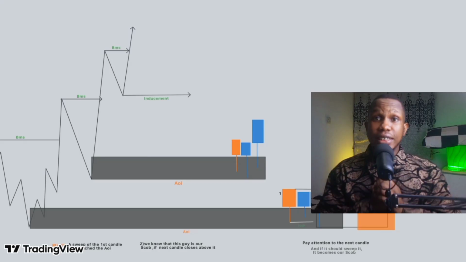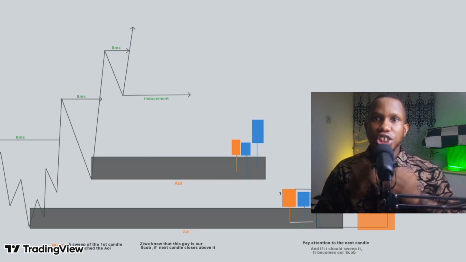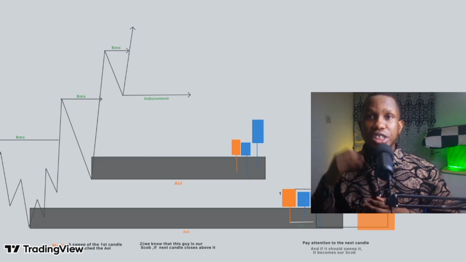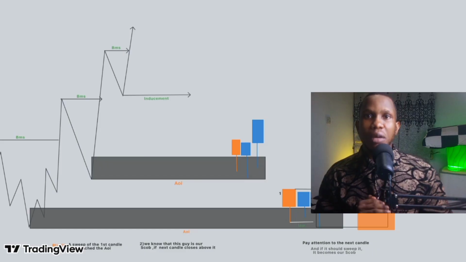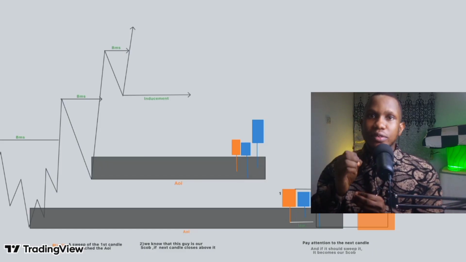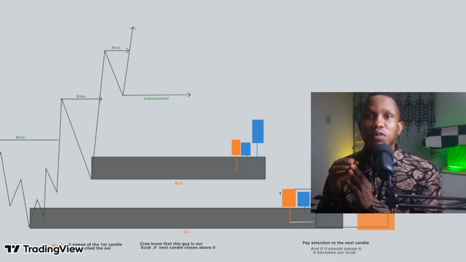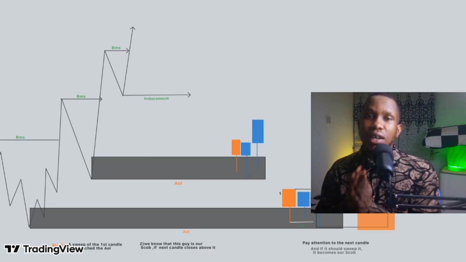Today I will teach you the single candle order block entry that will change your trading forever. This SCOB, or single candle order block, is a unique set of candles that form at your POI. If you don't win from this, there is nothing out there for you.